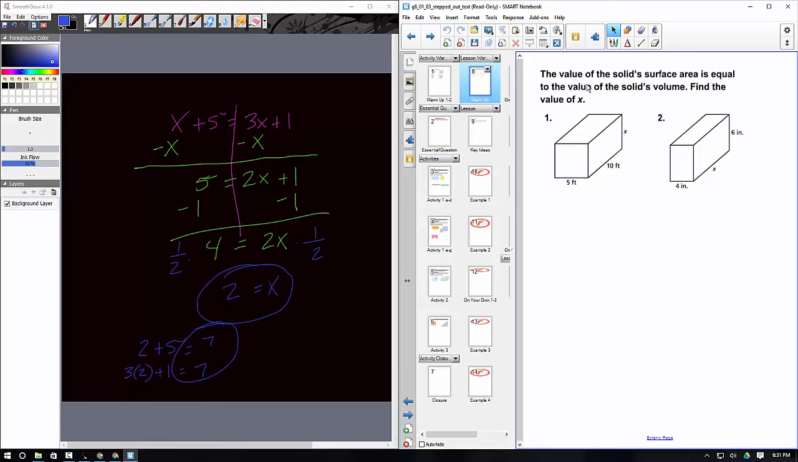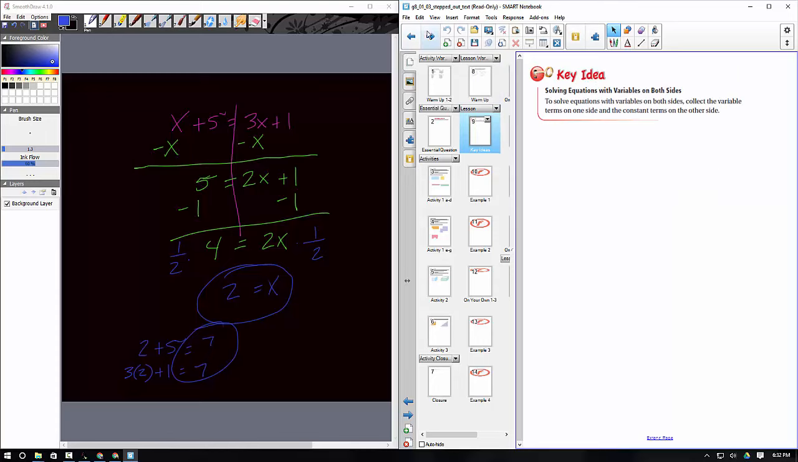This one here says the value of the solid surface area is equal to the value of the solid volume. So it's the same thing that we did before. We have to figure out the surface area and the volume. So find the value of x with that. In this case, it's 5. And in this case, it is 12. So try that out. We're basically trying to solve equations that have variables on both sides.